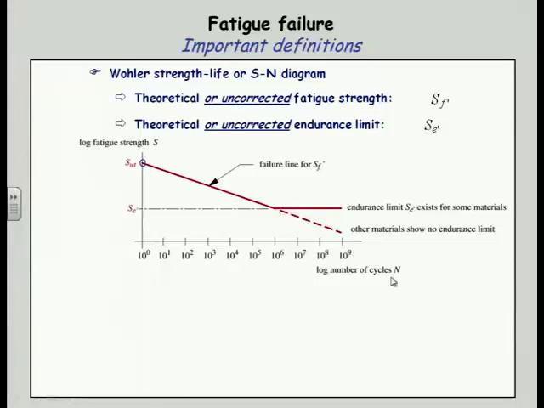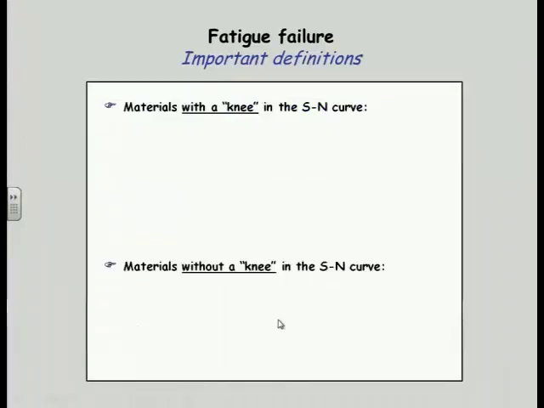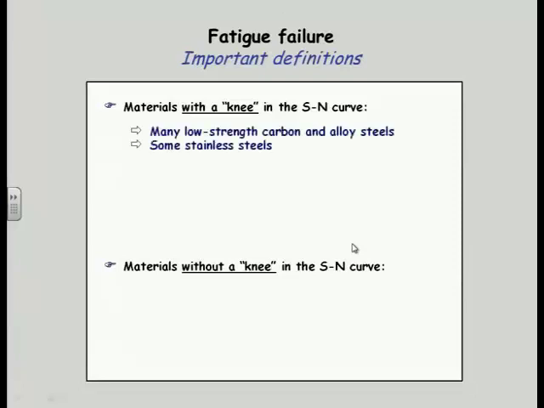Now, the dotted line you see here represents other materials that don't have an endurance limit. They just keep going south and presumably eventually cross the axis. You'll see some actual test data here in a second. So this point, again, is SUT. This value is SE prime, or in the case of the... see what's coming up here.